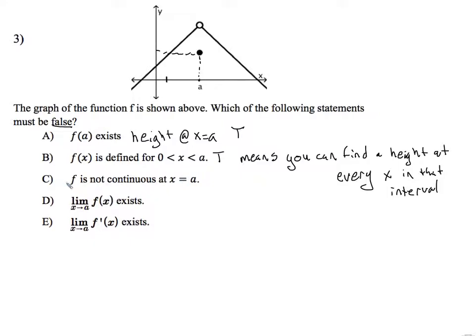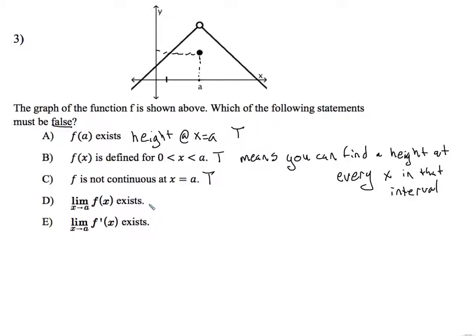All right. C, f is not continuous at x equals a. Well, let's just answer the positive. Is the function continuous at x equals a? No, it's not. So it's not continuous. This is true. I agree with that negative statement, I guess.